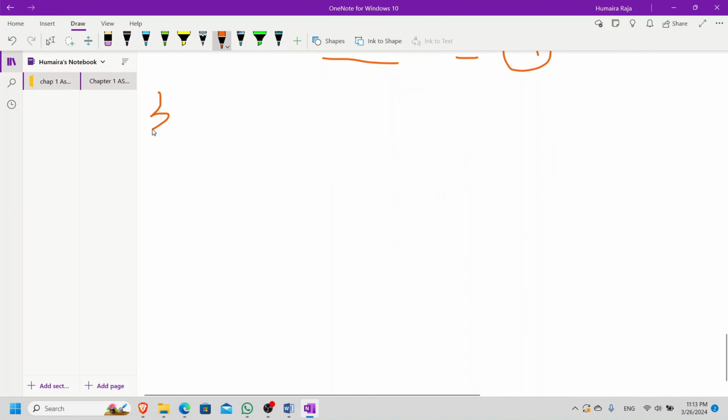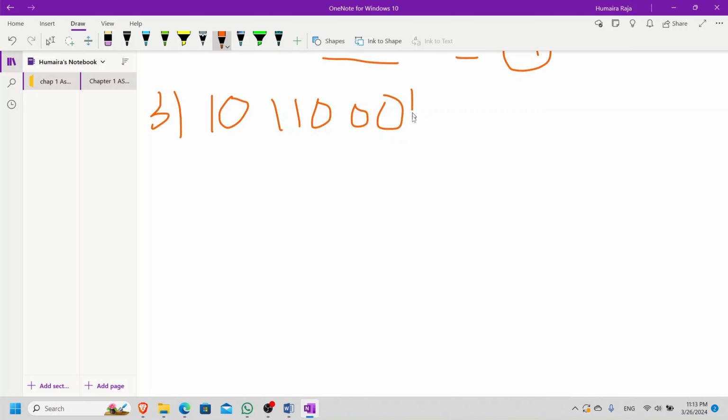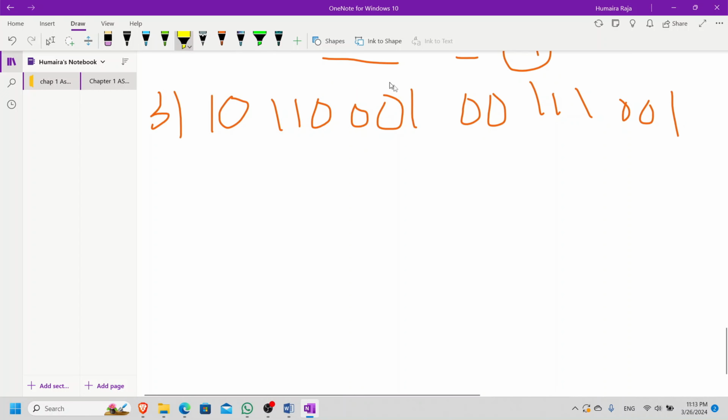Question number 3, you have been given 2 separate bytes. First one is 1011 0001, and the second one is 0011 1001. I'm just marking a line over here so that you can recognize byte 1 and byte 2. Because you have to represent these 2 bytes together as one single answer. You need one single answer.